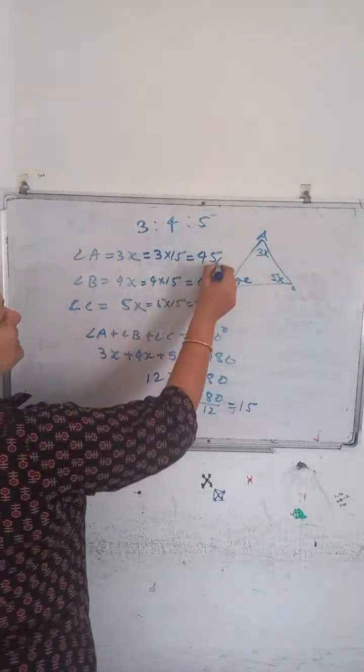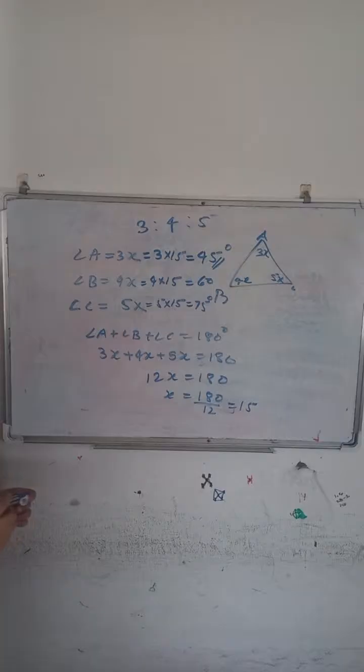So here the smallest angle is what? 45 degrees. So the answer is: the smallest angle is 45 and the largest angle is 75. Okay. Copy this.